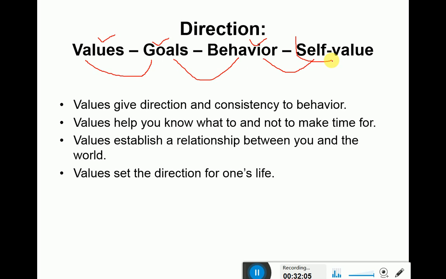Values give direction and consistency to behavior, behavior meaning action. Values help you know what to and not to make time for. Simply stated, values establish a relationship between you and the world. As I told you, self-determination is self value, and what you are in the introduction basically shows your values, and values set the direction of one's life. Values explain our life direction and the purpose of life. Hope, inshallah, the idea will be clear.